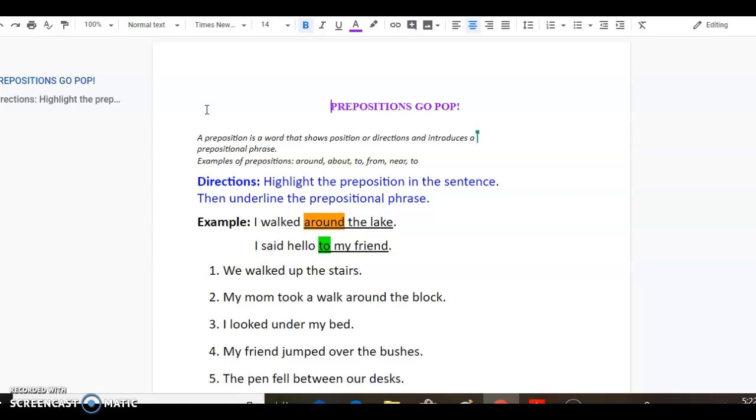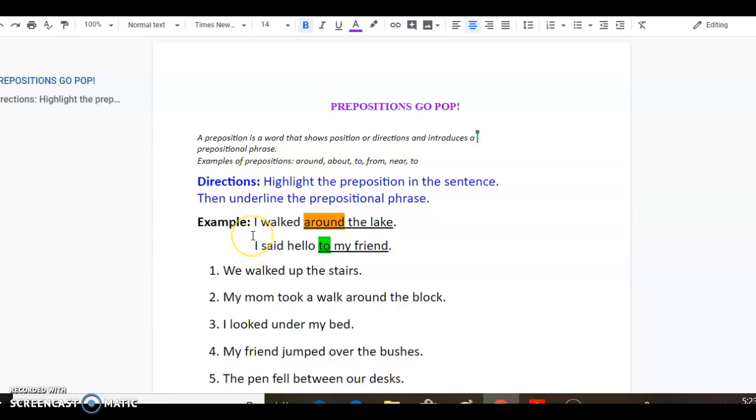So the directions, well, first, prepositions go pop, because remember, preposition and then object of the preposition, the noun that follows it, makes that popping sound. A preposition is a word that shows position or directions and introduces a prepositional phrase. Examples of prepositions, and remember there's a lot of them, but common ones are around, about, to, from, near, to, already listed. Your directions for today are to highlight the preposition in the sentence and then underline the prepositional phrase.